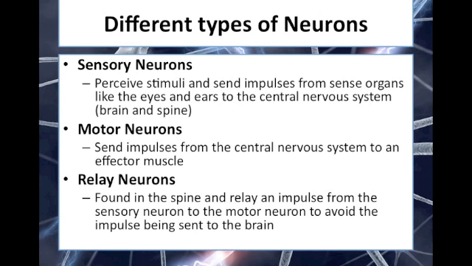We also find relay neurons, which are found in the spine, and they relay impulses from sensory neurons to motor neurons, and this avoids the message being sent to the brain, hence meaning that somebody is able to react to a stimulus more quickly than if they were consciously processing it.